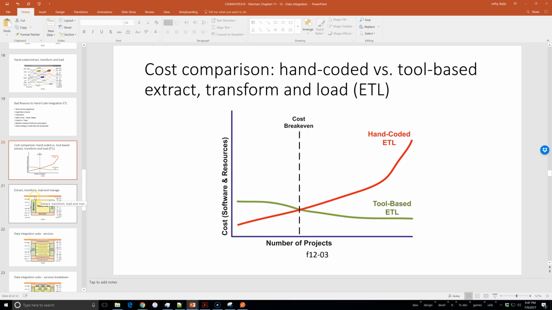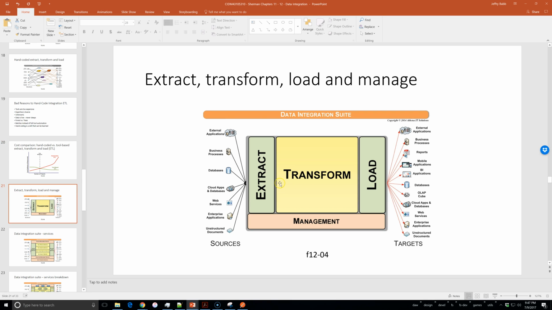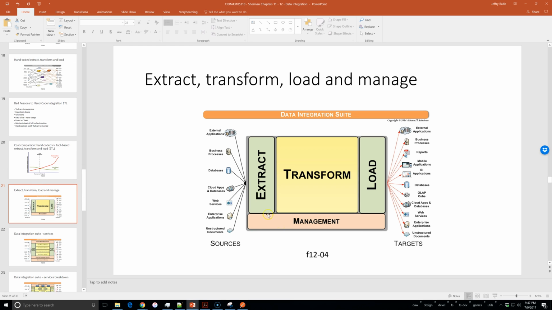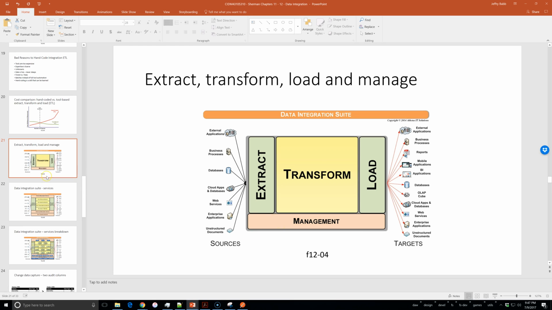So it's possible then that you can get tools to help you do this job. We're just back to ETL again here. And the idea then is that a tool will help you manage each step. And that's the addition in this picture here.